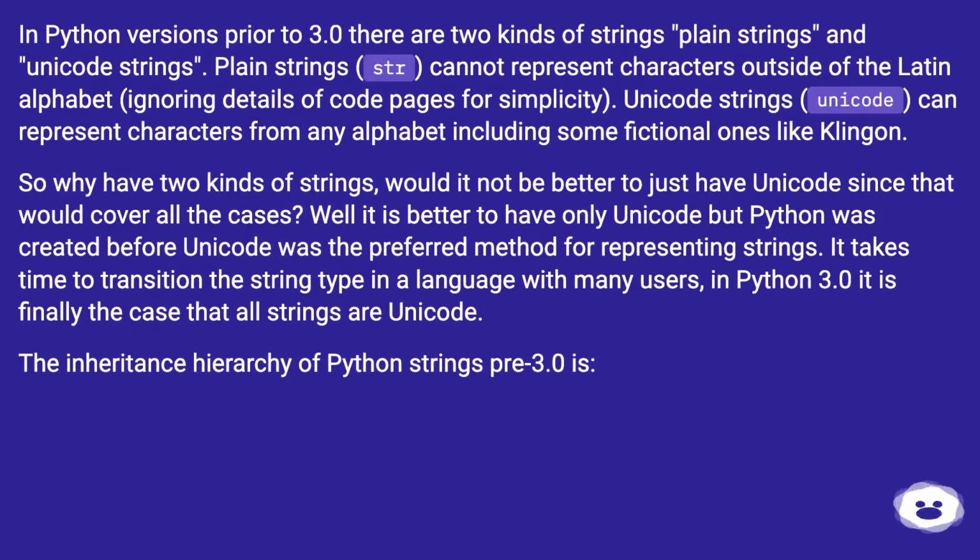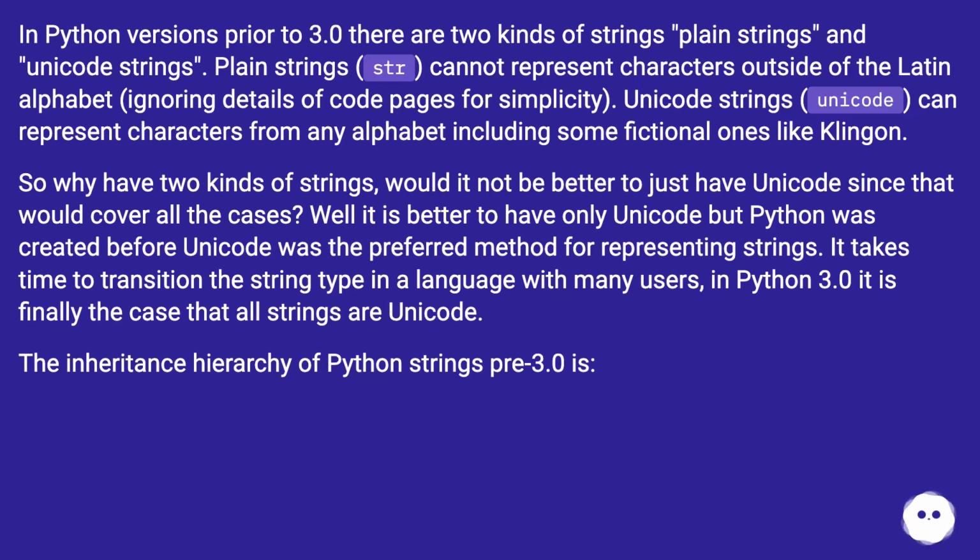In Python versions prior to 3.0 there are two kinds of strings: plain strings and Unicode strings. Plain strings, str, cannot represent characters outside of the Latin alphabet, ignoring details of code pages for simplicity. Unicode strings, unicode, can represent characters from any alphabet, including some fictional ones like Klingon.